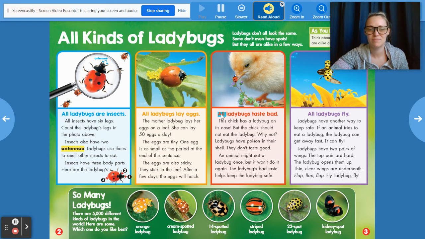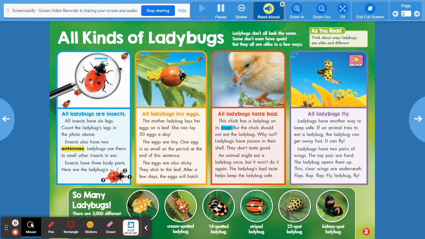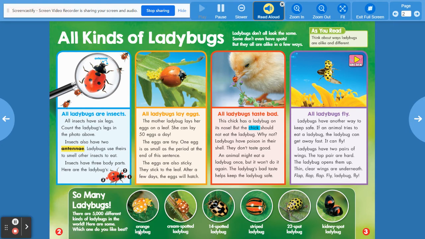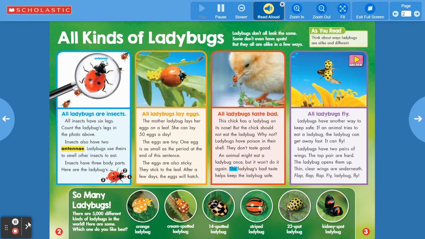Bad. All ladybugs taste bad. This chick has a ladybug on its nose. But the chick should not eat the ladybug. Why not? Ladybugs have poison in their shell. They don't taste good. An animal might eat a ladybug once, but it won't do it again. The ladybug's bad taste helps keep the ladybugs safe.